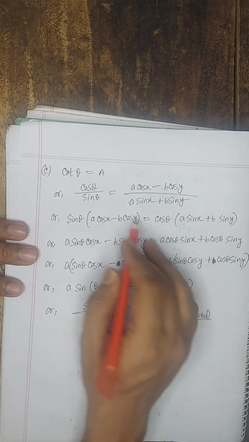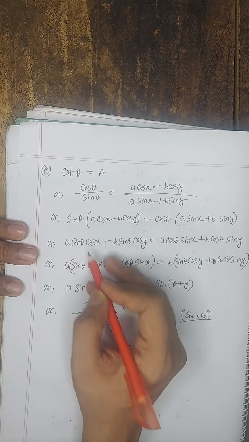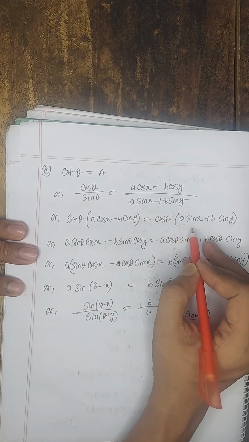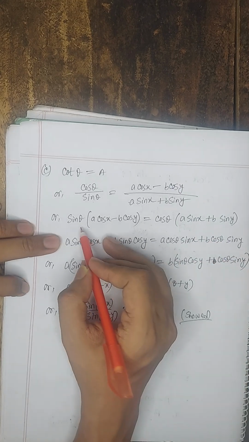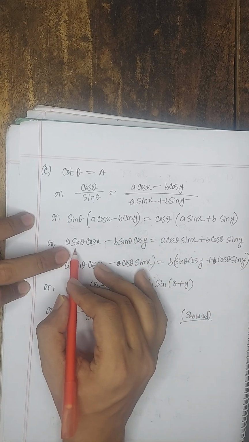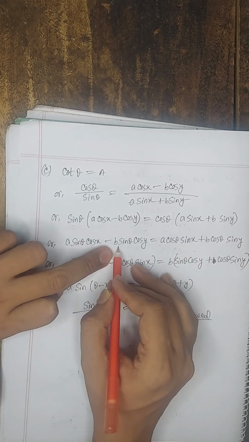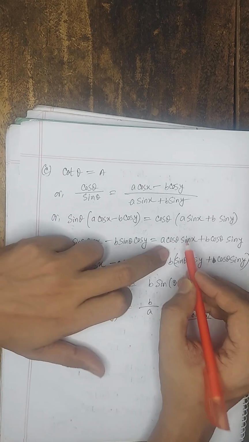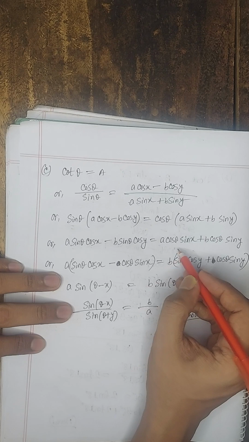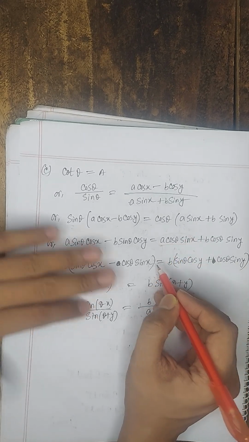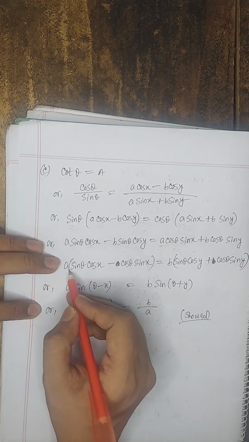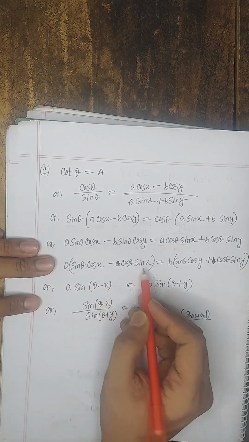Okay, we have to cross multiply this: sin theta times (a cos x minus b cos y), cos theta times (a sin x plus b sin y). Then we have to multiply these two expressions: a sin theta cos x, b sin theta cos y, a cos theta sin x, b cos theta sin y. Now we have to bring this term into the left hand side, and we have to take a outside of the bracket, then we get sin theta cos x minus cos theta sin x.